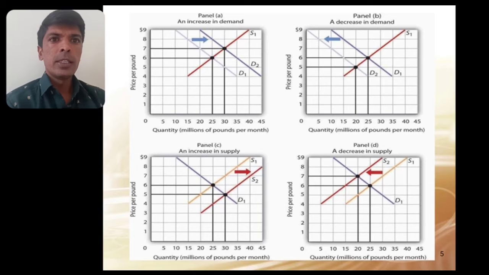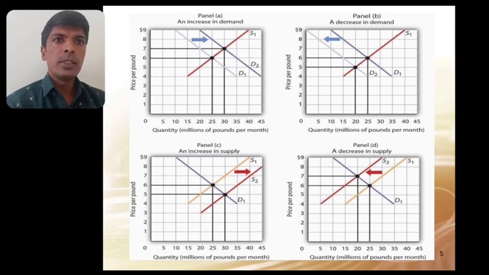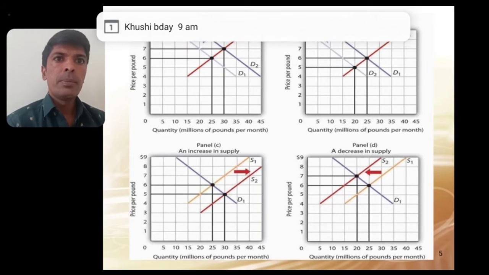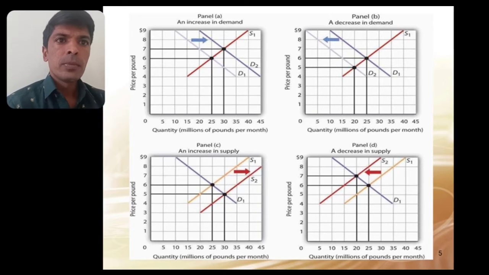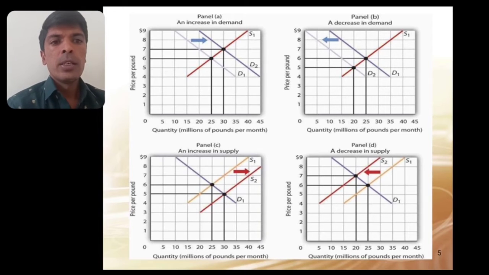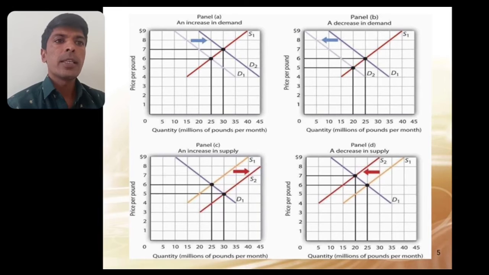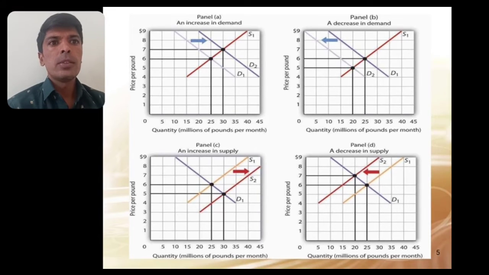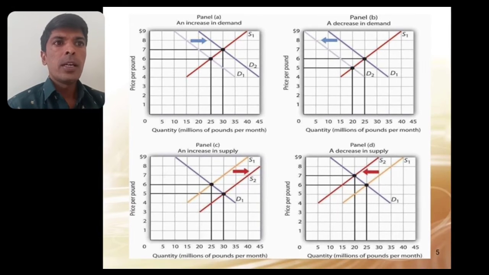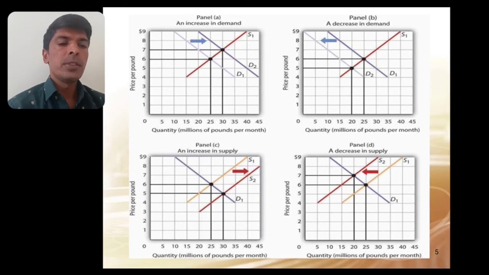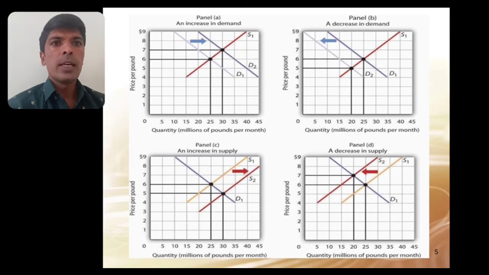All four conditions are shown in these graphs, panels C, D, A, B. You can see quantity is shown on the x-axis and price is shown on the y-axis, and how the demand and supply curves shift is shown in these graphs.